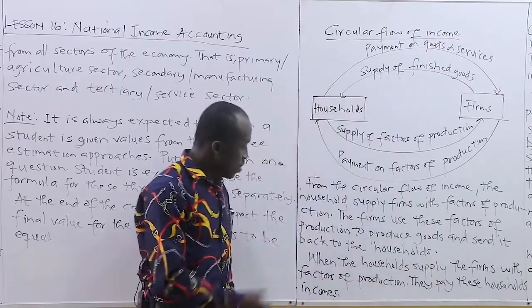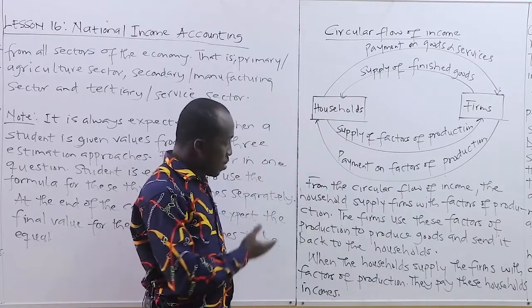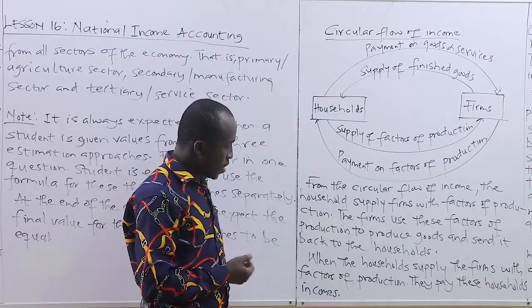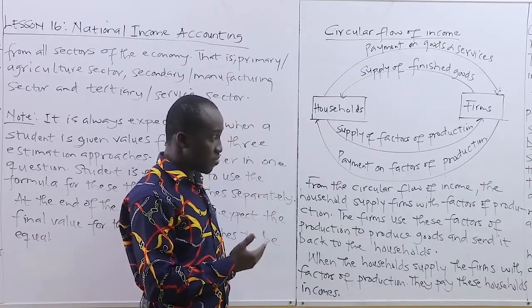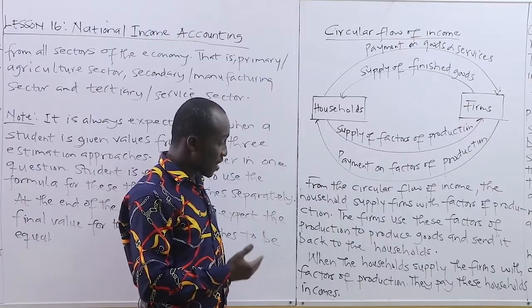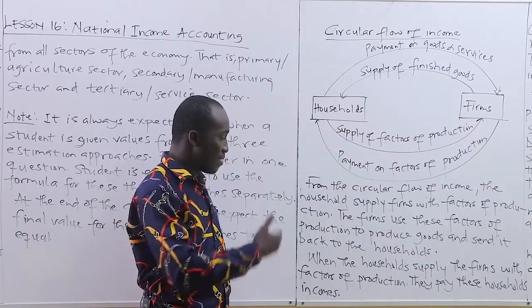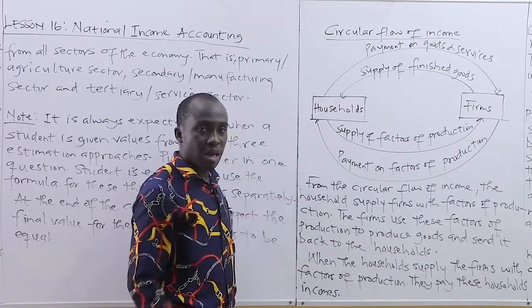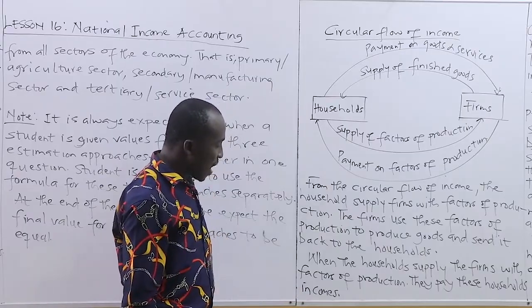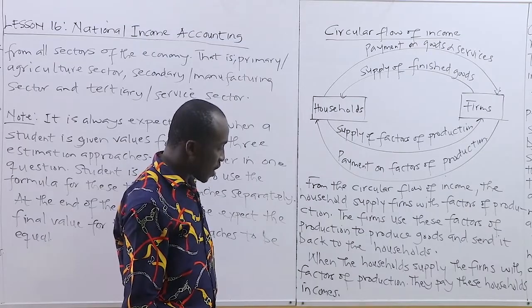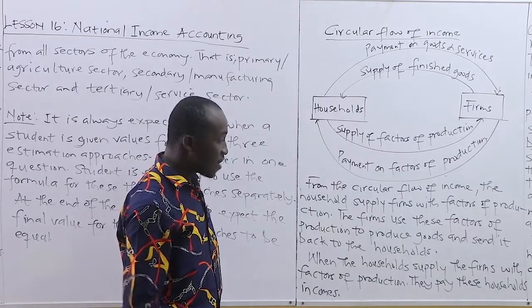So, as already explained, from the circular flow of income, the households supply firms with factors of production. The firms use these factors of production to produce goods and send them back to the households. That's already told you. When the households supply the firms with factors of production, the firms pay these households with incomes.